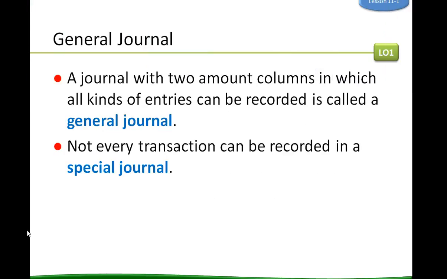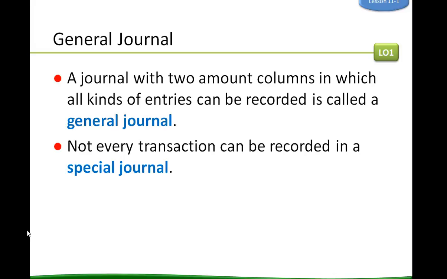So little reminders. First of all, a general journal. It's a journal with 2 amount columns in which all kinds of entries can be recorded. Okay, so we've used a general journal. We're just reviewing a little bit. Not every transaction can be recorded in a special journal, so we have general ones.